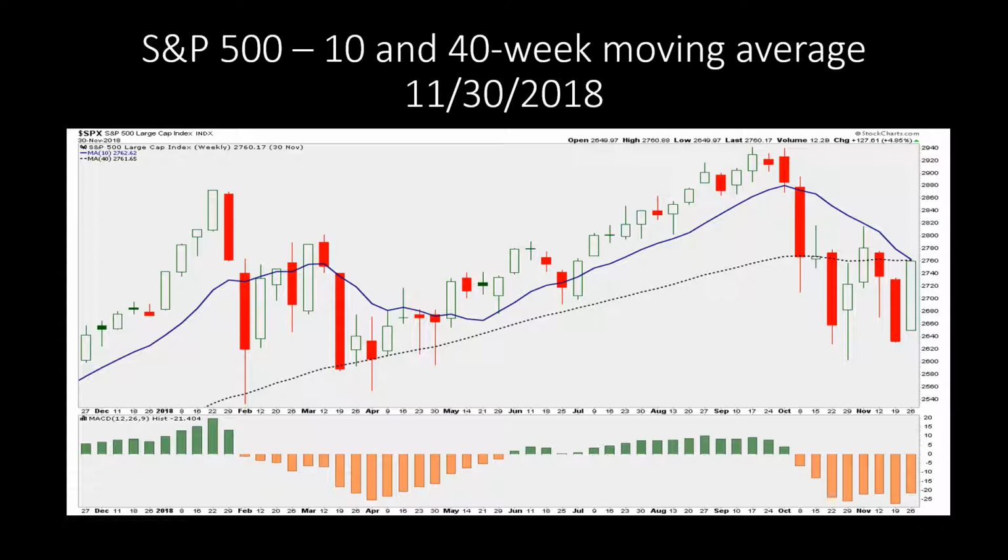Now let's put all the indicators together for the S&P 500. In this chart, I have also included the 10-week moving average, the blue solid line, and the 40-week moving average, the black dotted line. The 10-week moving average is used for a faster trend indicator, while the 40-week line is used as a longer-term trend indicator by traders.